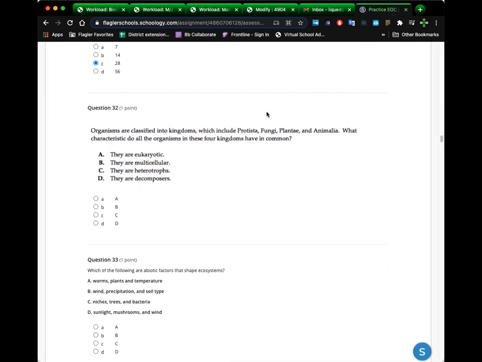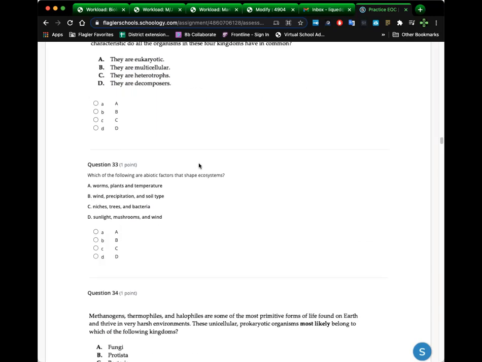All right, so protists, fungi, plant, animal. The only one missing is bacteria. Bacteria are prokaryotic. So that means these four are eukaryotic. They're not all multicellular because of protista, and there are a couple of others. There are also exceptions to that. They're not all heterotrophs because of plants and some protista. And they're not all decomposers, though some are.